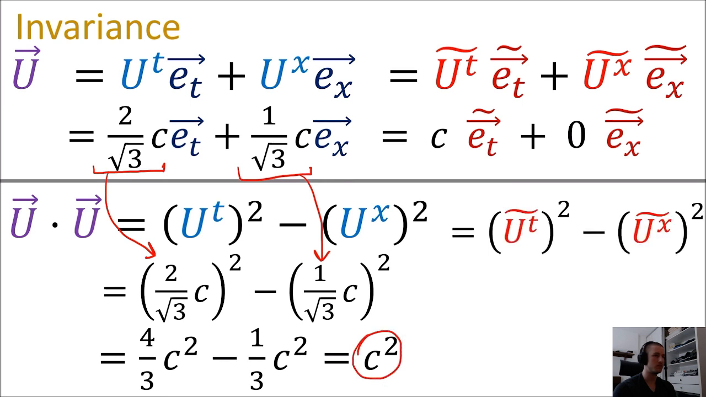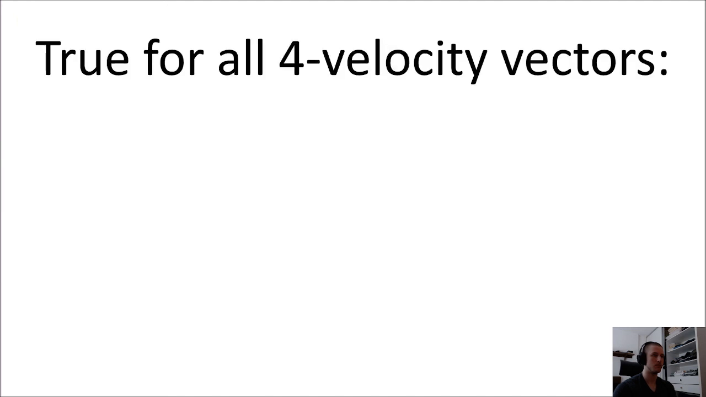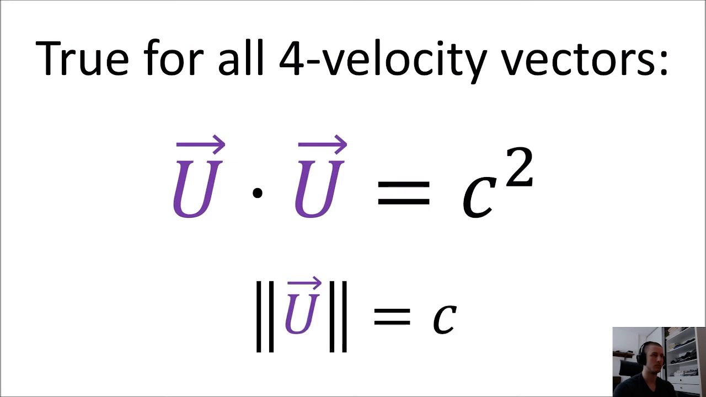In the car's frame, we can take this same formula and plug in the four velocity components for the car, which are c for time and 0 for x. This gives us the same result, c squared. It turns out that big U dot big U is equal to c squared for all four velocity vectors. All four velocity vectors have a Minkowski length of c, the speed of light in a vacuum.